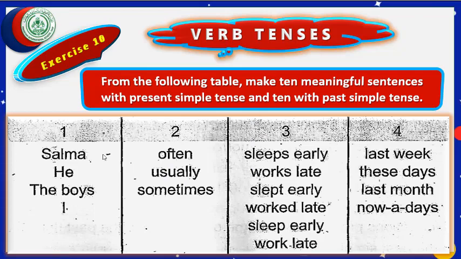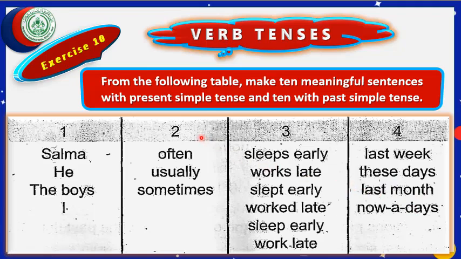First of all, if I want to make 10 sentences in present simple tense, I shall start from here. Salma often sleeps early. Last week will not be written here with this. Try to understand. In present simple tense, we cannot write last week. We can write these days. We cannot write last month. We can write nowadays.